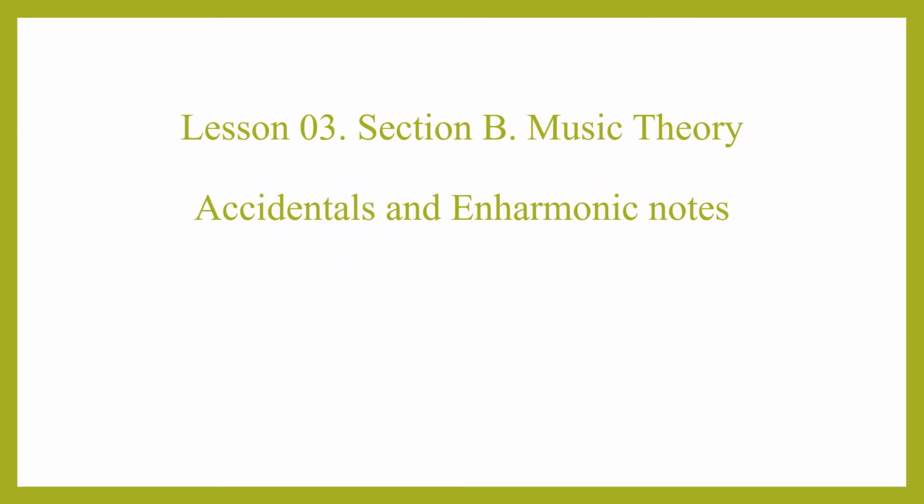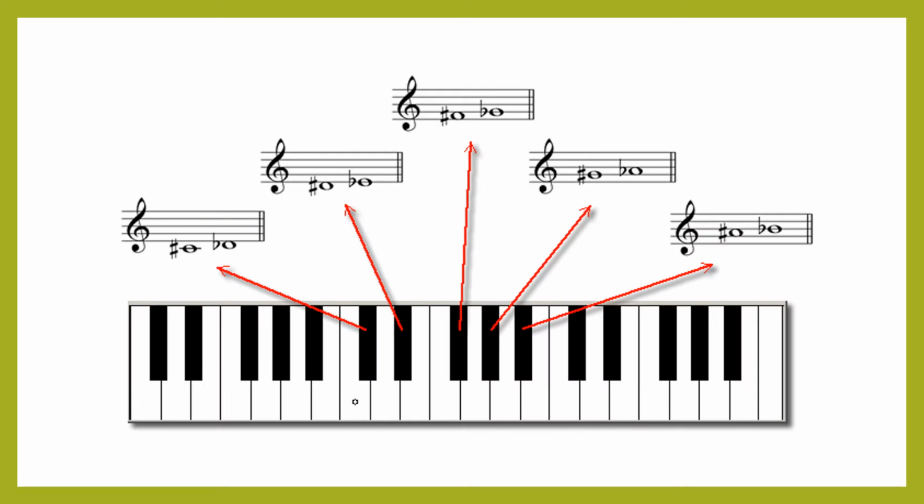Lesson 3. Section B. Music Theory. Accidentals and enharmonic notes. The musical scale is equal-tempered. The main degrees of the scale, which are 7, in the raised or lowered state are called derivative degrees. 5 sounds. These are the black keys of the piano keyboard. Their names are formed from the union of the accidental sign and the main key.